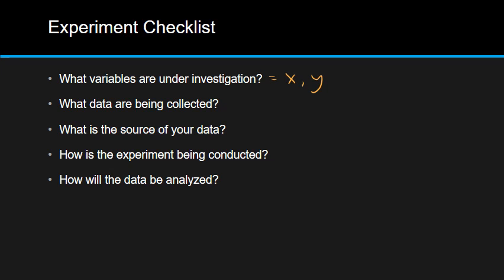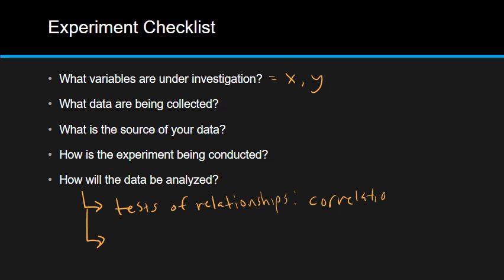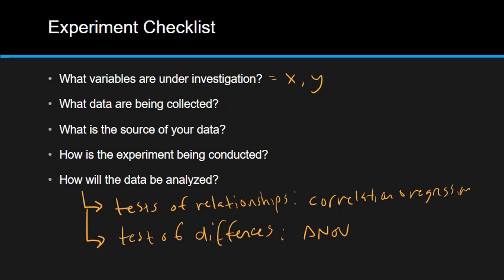And then, how will the data be analyzed? That's what we've been studying the past 2 weeks. And remember, there's two kinds of quantitative analysis. There's tests of relationships, and those are correlation and regression, okay? And then tests of differences, which are your t-tests, chi-squares, your one-way ANOVAs, all of those kinds of things.